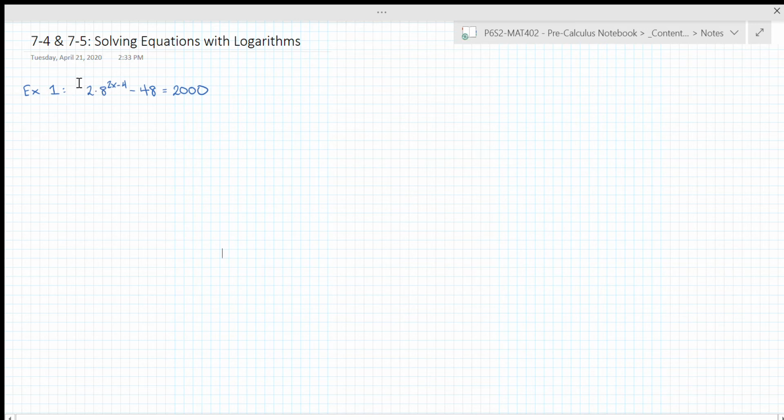A couple of examples that we will look at are ones where there is some unknown up in the exponent. Like this example here, we have 2 times 8 to the power of 2x minus 4 minus 48 equals 2000. The thing that we're trying to solve for, ultimately, the x, is up in the exponent. And we can use the properties of logarithms to get that out of the exponent in order to solve this. We'll do another example where it's written as a log function where the x is on the inside of that argument, and we can use, again, the properties of logs to rewrite it to isolate the x by itself.